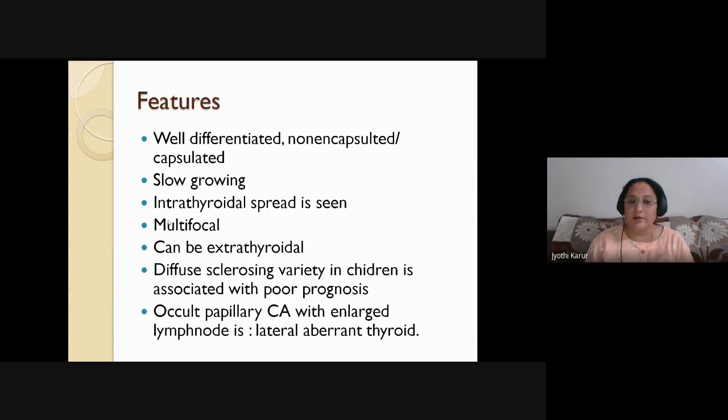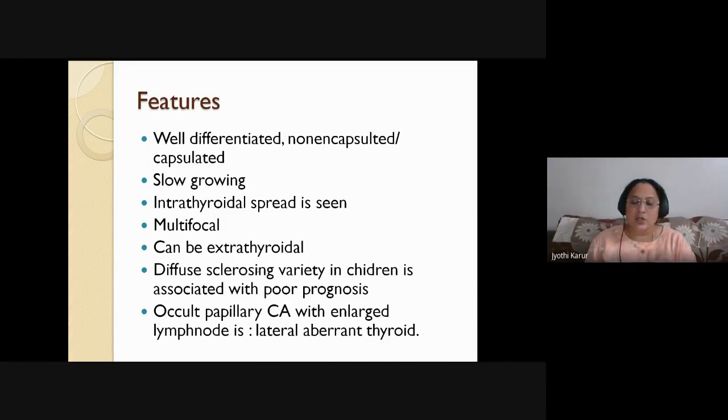Remember this point, multifocal. So if the lady presents with a solitary nodule in the left lobe, there could be some focus even in the isthmus or even in the right lobe. So it is multifocal, non-encapsulated, but well differentiated, and there is intrathyroidal spread. So it can spread from one lobe to the other lobe, and it can be extrathyroidal spread. Whenever it gets metastasized, it usually spreads by lymphatic route. So remember this, they spread by lymphatic route.